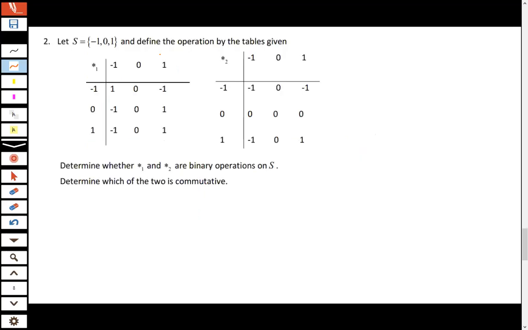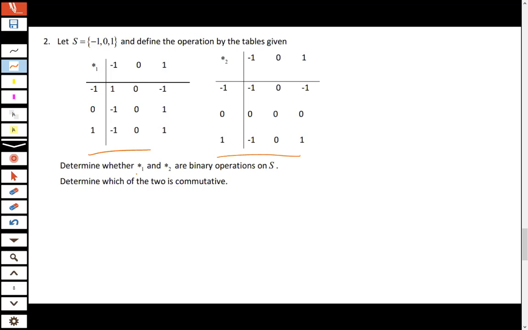So let's look at these tables here. Let S be equal to -1, 0, and 1. This one is not the set of natural numbers, it's not the set of integers, no. These are just numbers that have been picked from a certain set, just as they are. We don't have dots at the end to show that they are continuing. The operation has been defined using these 2 tables.